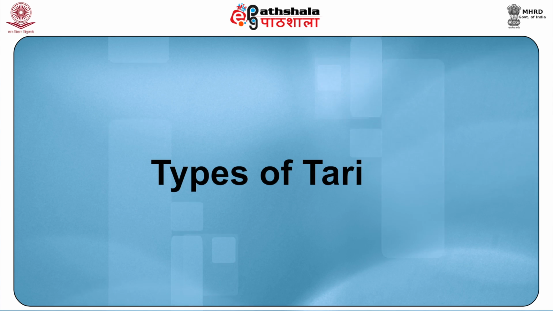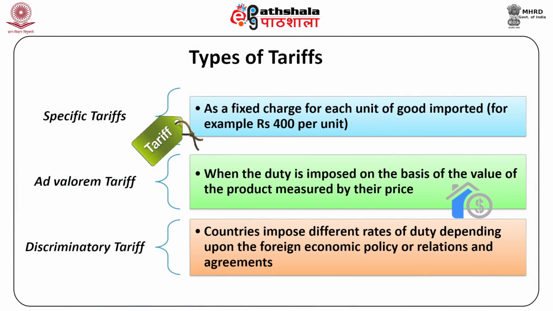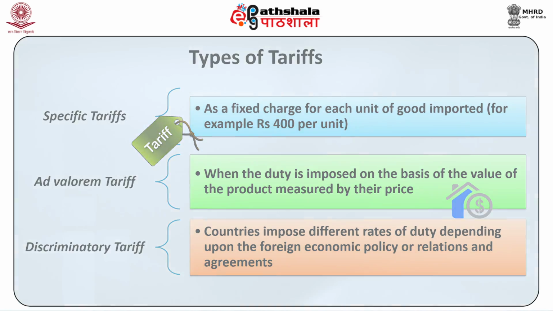Now we will discuss the various types of tariffs. There are various types of tariffs depending upon the ways of imposing, objective or retaliation. Specific tariffs are levied as a fixed charge for each unit of goods imported, for example rupees 400 per unit. When the duty is imposed on the basis of the value of the product measured by their price, they are termed ad valorem tariff. Sometimes countries impose different rates of duty depending upon the foreign economic policy or relations and agreements. This type of tariff is called discriminatory tariff.